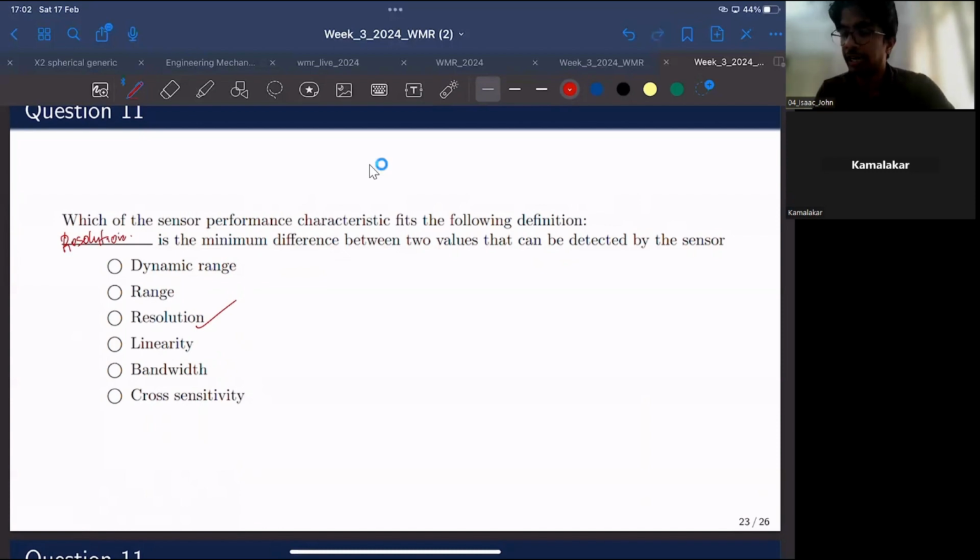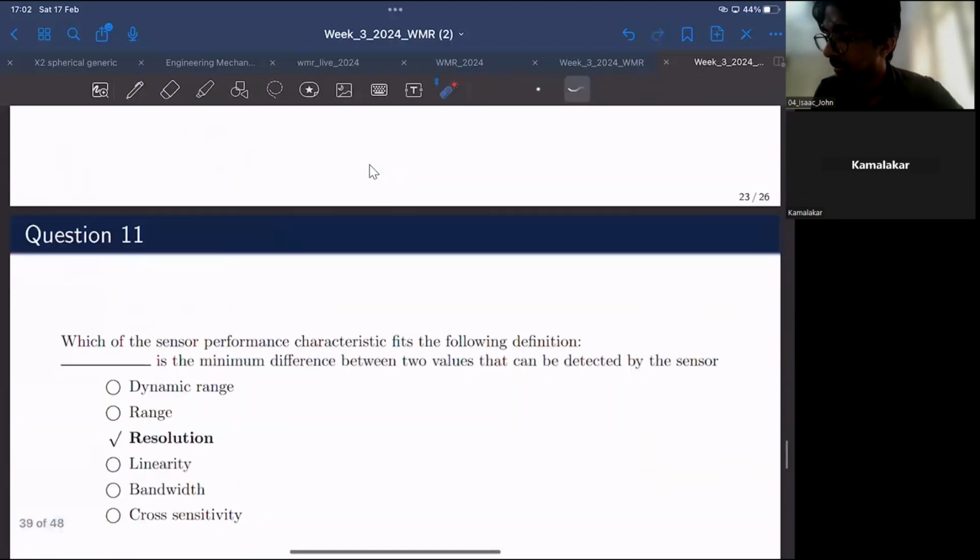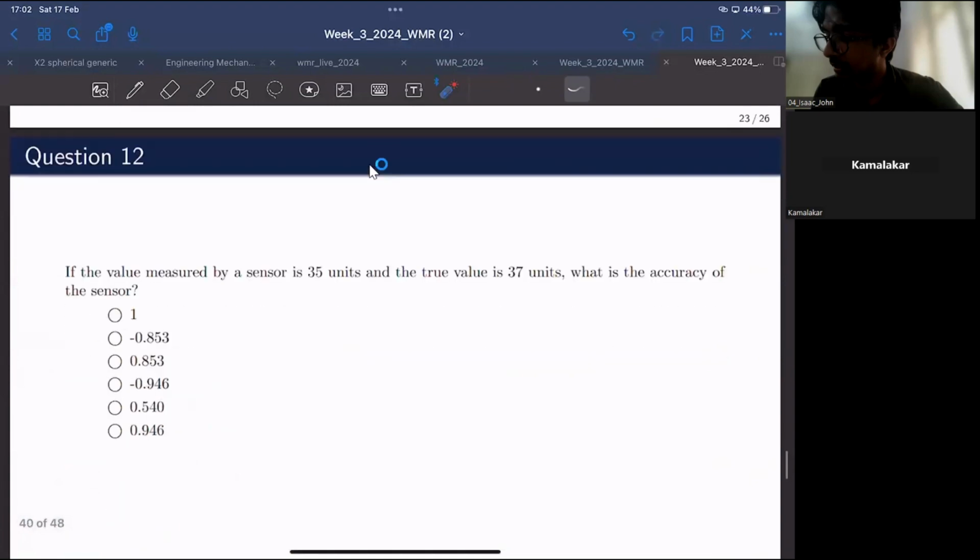For example, if you have a scale, most often a ruler will have a minimal difference of 1 millimeter. But a vernier caliper can go up to 0.02 millimeters as least count. So in that regard, you can say a vernier caliper has more resolution. It can detect even smaller values than a regular steel ruler can measure. So the correct answer is indeed resolution, right? And moving on to question 12.